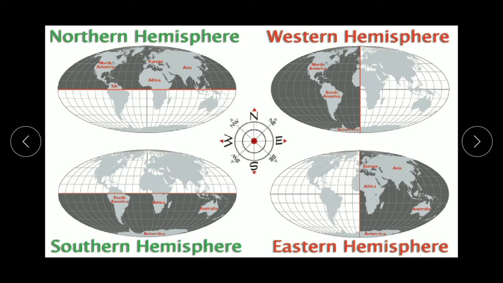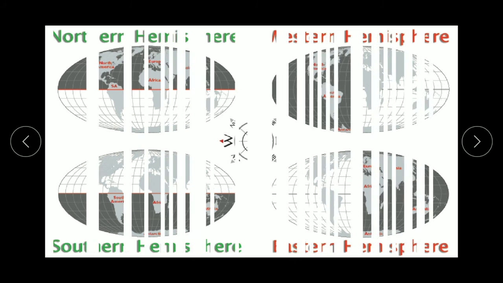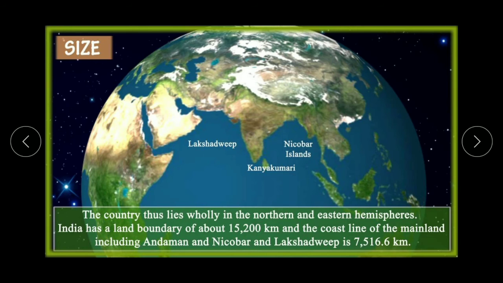India is located in the northern and eastern hemisphere. Here you can see the northern hemisphere and eastern hemisphere, and it is located in the southern part of the Asian continent. Next thing. The country thus lies wholly in the northern and eastern hemispheres. I'm showing it by using the pointer here so that you can easily understand the location.